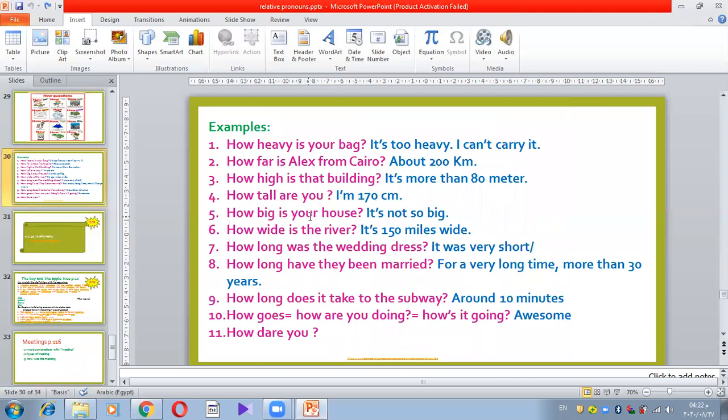How big is your house? It's not so big. How wide is the river? It's 150 miles wide. How long was the wedding dress? It was very short or very long. How long has different meanings. How long was the wedding dress? It means the length. How long have they been married? It means the duration: for a very long time, more than 30 years. How long does it take? It means the time that it takes: around 10 minutes.